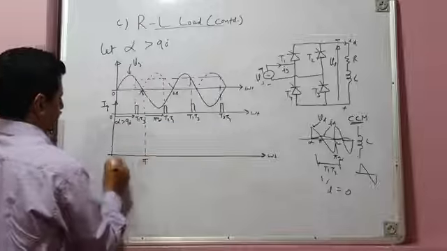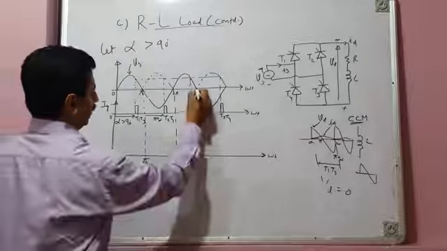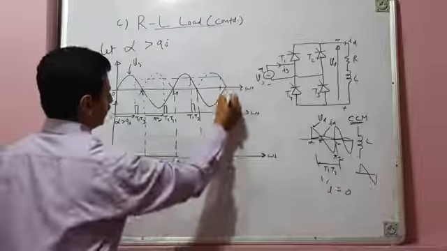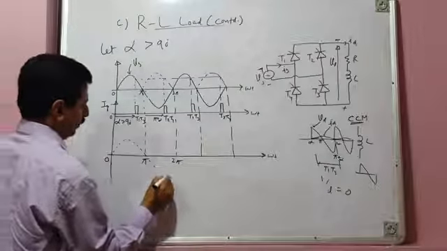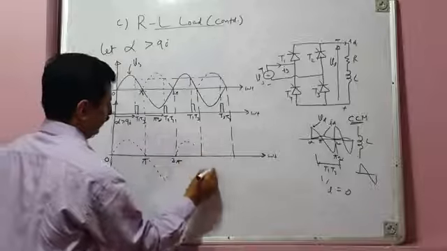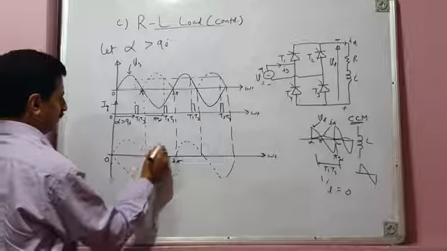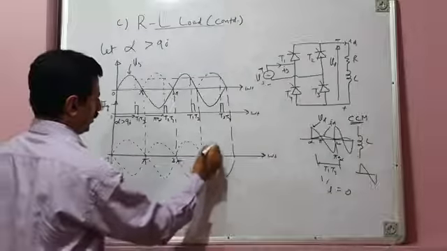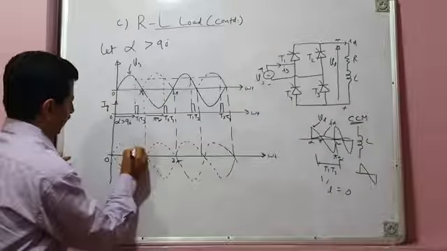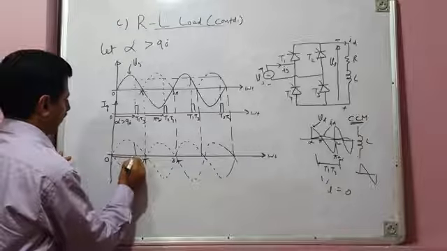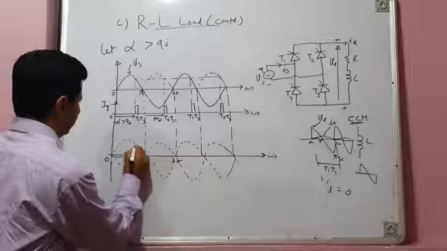So this is the zero crossing, this is 0, this is pi, and this is next zero crossing 2 pi, and so on. So these are our zero crossing points. Let me try to draw the load voltage waveform. First I will show the dotted waveform and negative of this voltage. Now alpha is greater than 90 degrees, so this is alpha around 120 degrees.